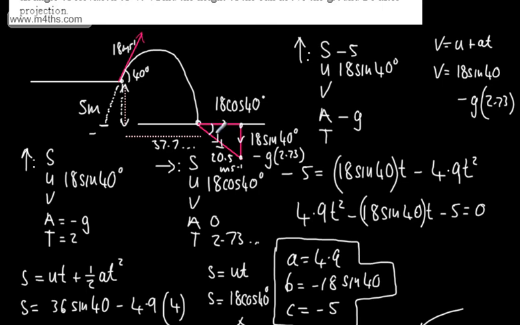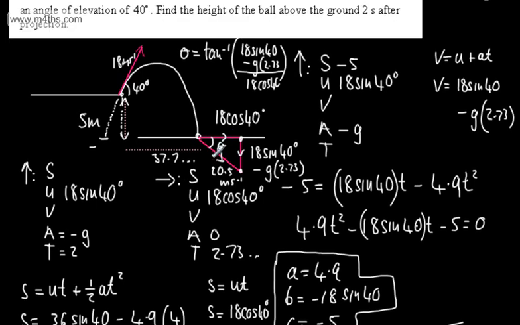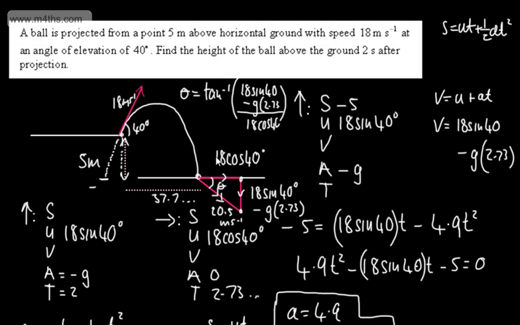We can find the angle that it makes with the horizontal. We can simply say that theta will be the inverse tan of 18 sine 40 minus g multiplied by the 2.73, and then we're going to divide that by 18 cos of 40. That's going to give us the angle. We know the tan of the angle is the opposite over the adjacent, so we can work out this angle and find the angle that it makes with the horizontal. Quite a tough part to the question there, but pushing it on nonetheless.